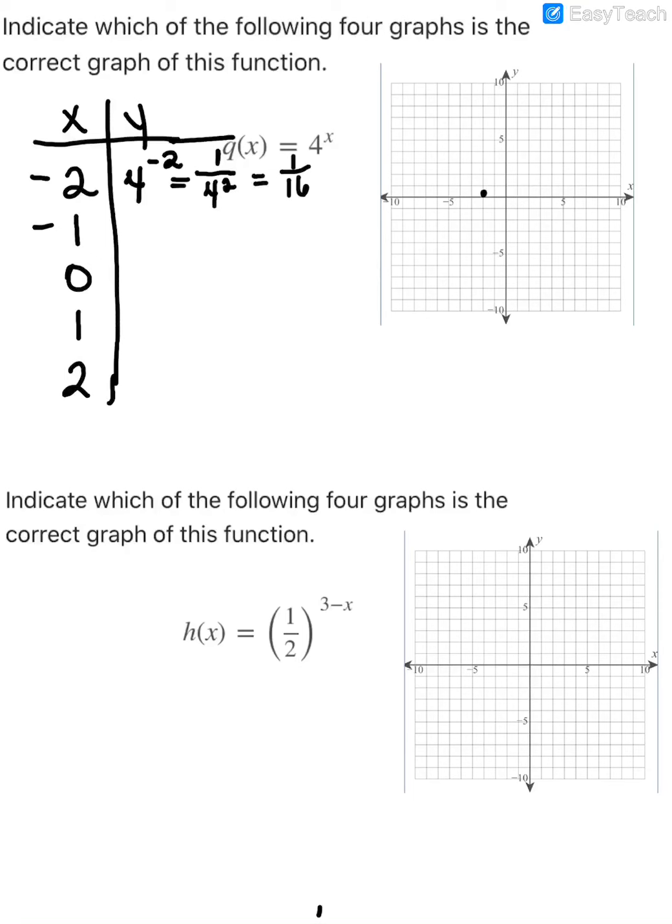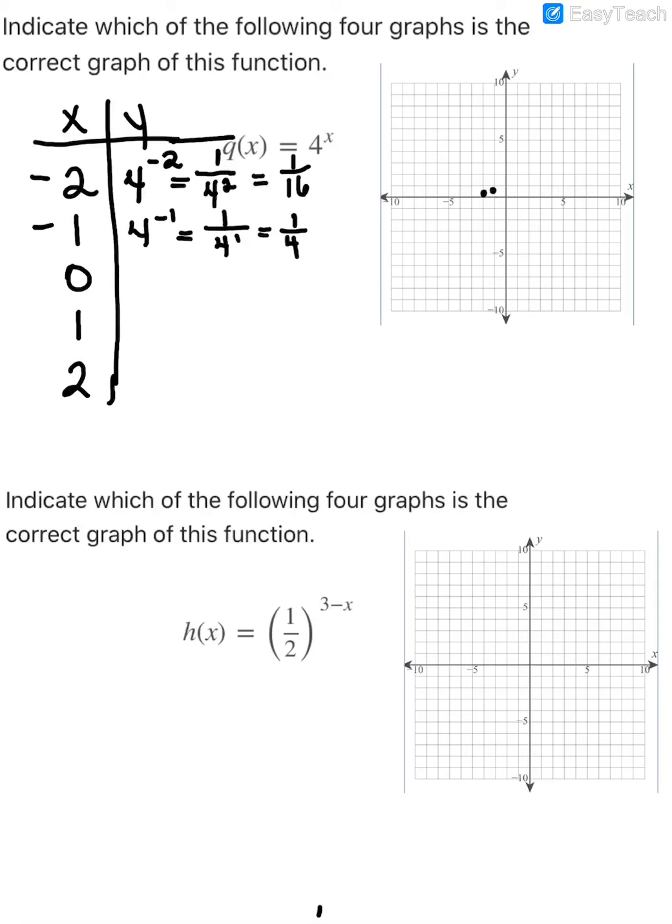Okay, when x is -1, I take 4 raised to the power of -1. Again, the negative power is going to flip that and make it 1 over 4 to the positive 1, or simply 1/4. So when x is -1, my y is 1/4. And it's kind of hard with that small of a graph to show those small values, but the main thing you see there is that they're increasing.